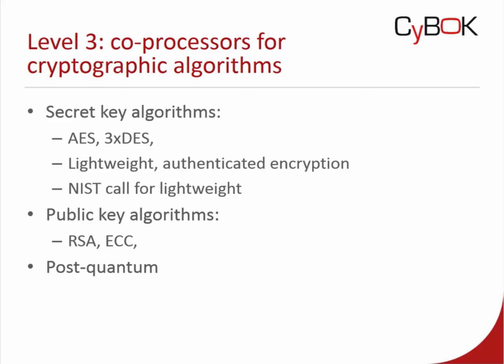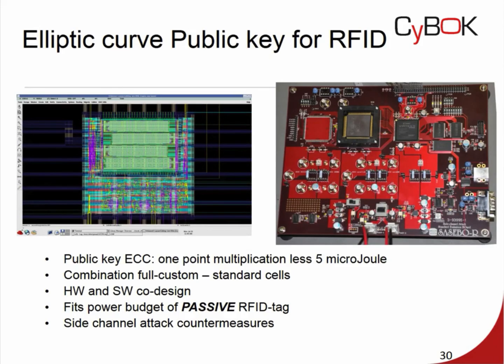We want all of them. Of course, again, we want them to be compact. We want them to be low power, low energy, and with protections against attacks. One example is an elliptic curve public key coprocessor for RFID, which can calculate the core operation of ECC, which is a point multiplication, quite fast.